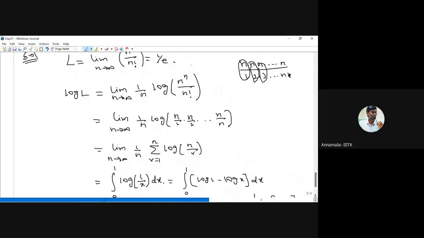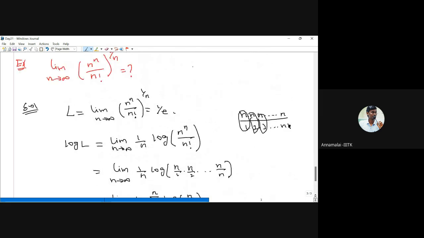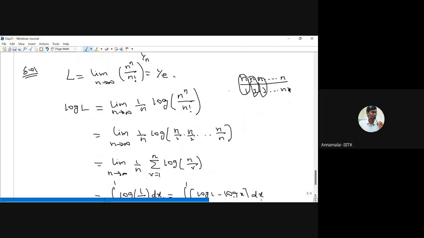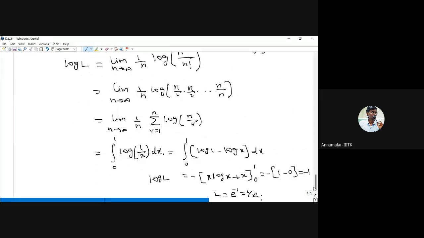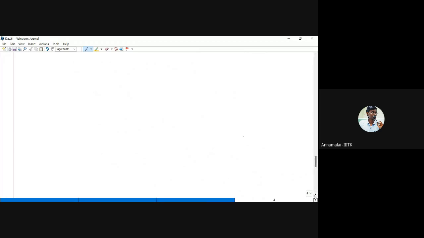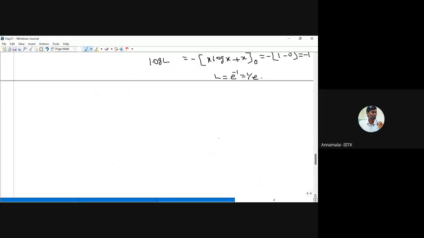Now this is the idea: given the limit, you try to write it in the summation format, and you will get the answer. This is a very important thing. Questions will be asked from Riemann integration. Even in the TIFR questions, they ask this type of problem.